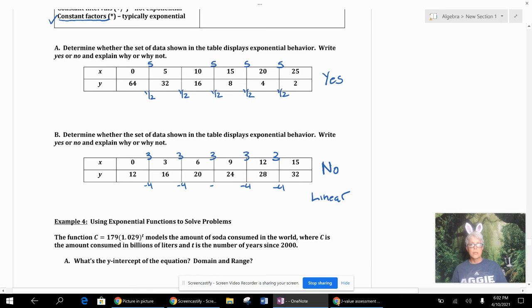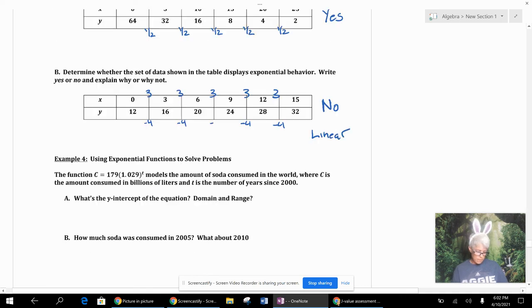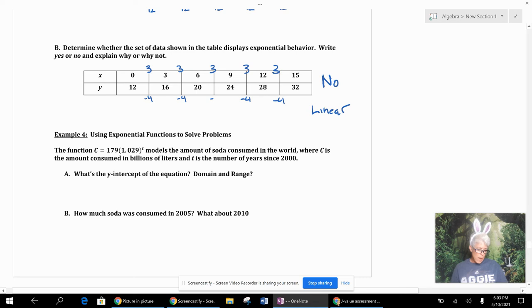Okay, let's look at a word problem. As you can see, we have an exponential function here that models the amount of soda consumed in the world. I don't know how accurate this is, but it says where C is the amount consumed in billions of liters and T is the number of years since 2000. So what do we know just looking at it? What's the y-intercept of the equation? Do you remember the original equation? y equals ab to the power of x.